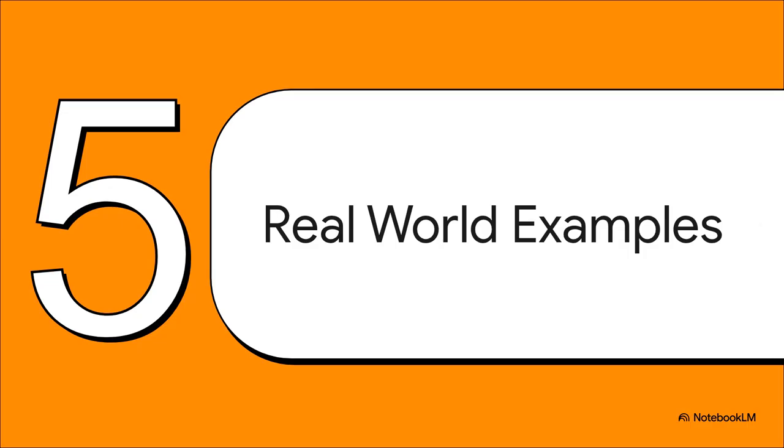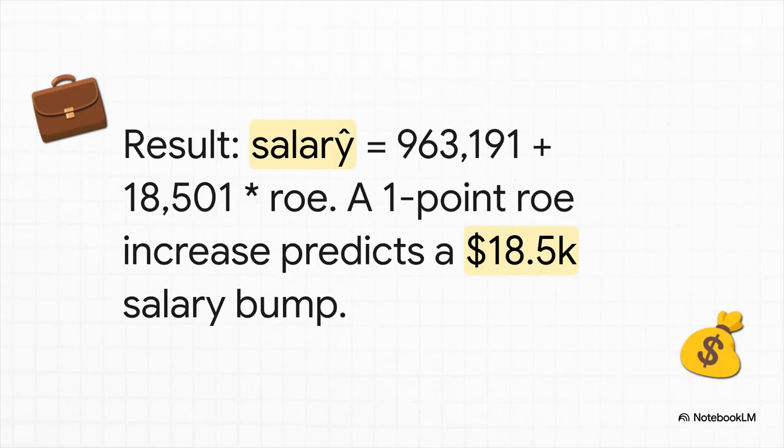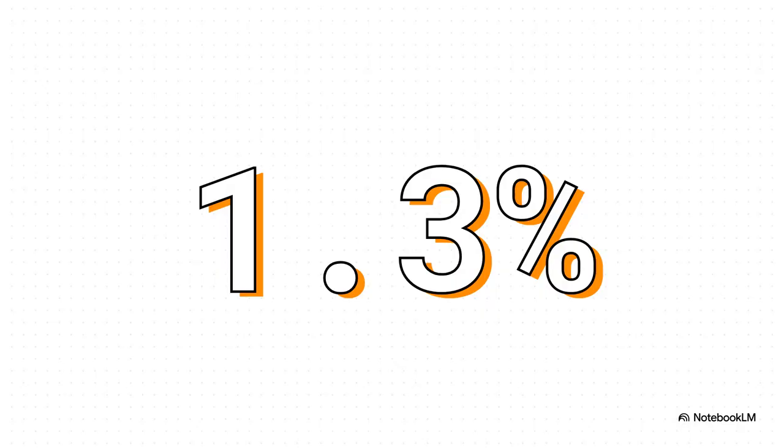All right, section 5, regression in the real world. Now that we've got that huge warning about causation in our back pocket, let's look at how this all works with a couple of real examples. So, example number 1: a study looked at 209 CEOs to see if their pay was connected to how well their company was doing. They measured company performance using return on equity, or ROE. And the result? The regression model predicted that for every 1-point bump in a firm's ROE, the CEO's salary went up by about $18,500. Sounds interesting, right?